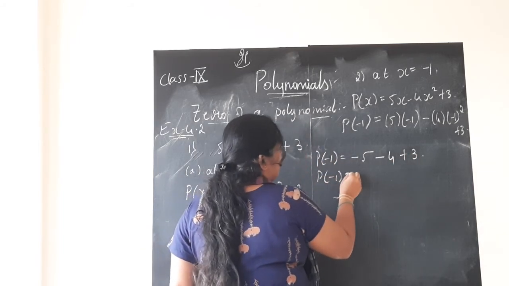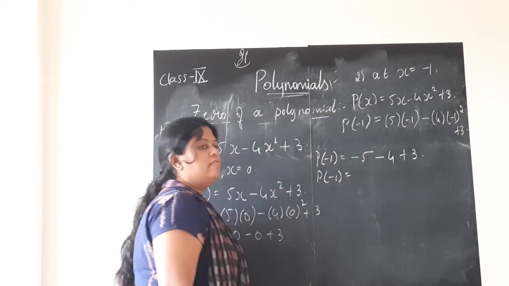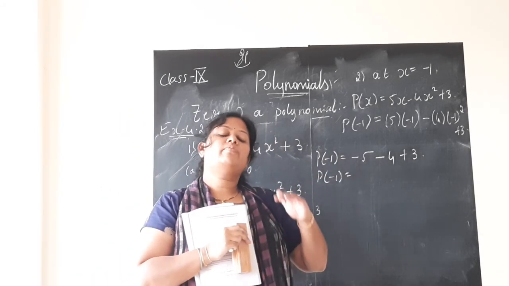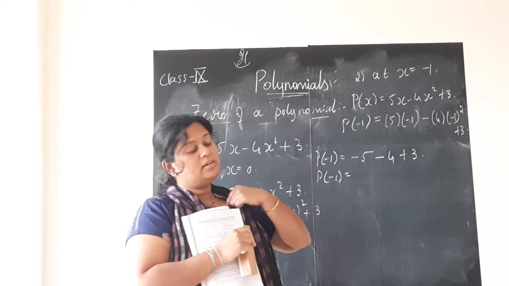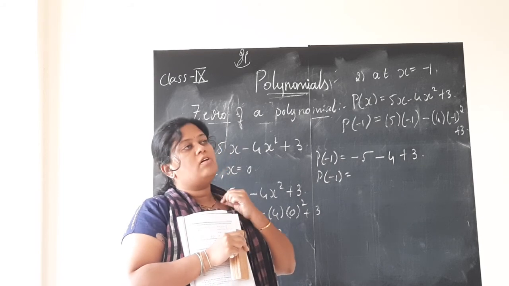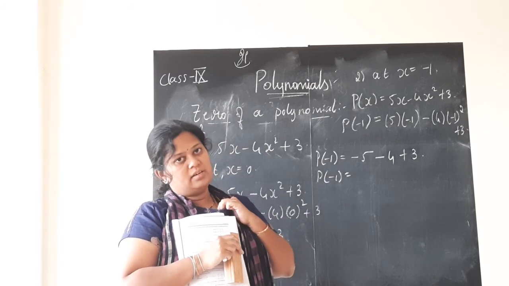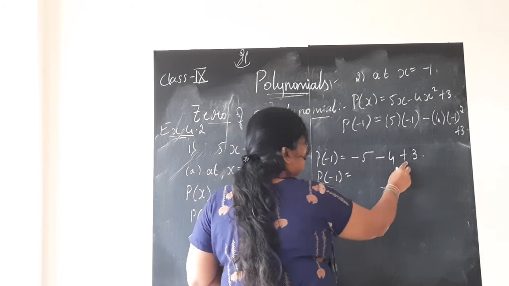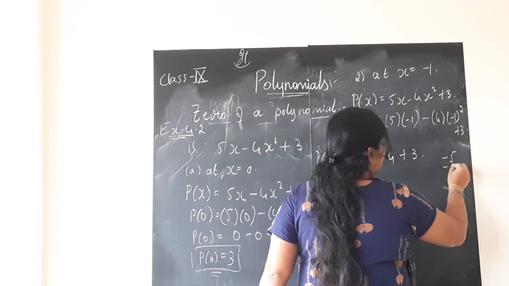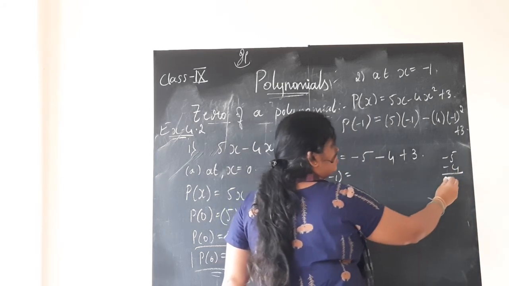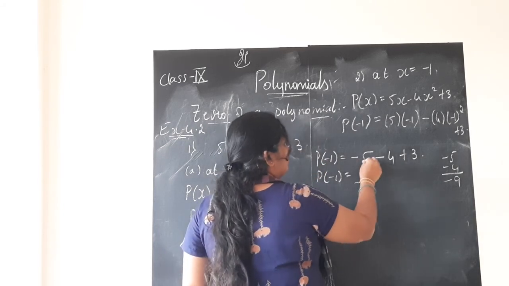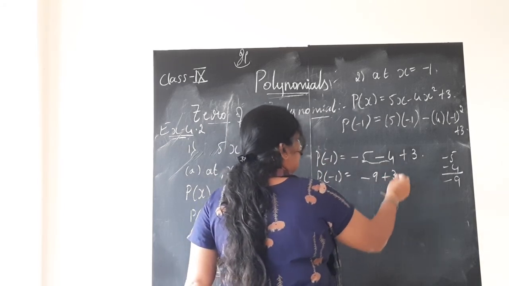Next, p of minus 1 is minus 4 minus 9. When you have numbers with both positive and negative signs, children, check whether the positive sign or the negative sign is more. Bring all the positive sign numbers together, negative sign numbers together, and then simplify. See here, I have only one number 3 with a plus sign; both 5 and 4 are with a minus sign. So minus 5 minus 4. Both the terms with minus sign means add 5 plus 4, 9, but put the negative sign. So from 5 and 4 I got minus 9 plus 3.